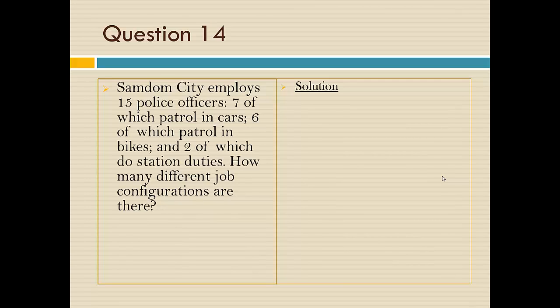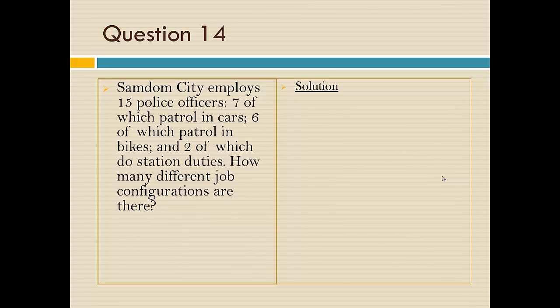Question 14. Samdom City employs 15 police officers, 7 of which patrol in cars, of course, and give tickets. Hey, please, cops, don't blame me. But, you know, a lot of folks say that you guys specialize in giving tickets. Now, 6 of which patrol in bikes and give tickets too, and then 2 of which do station duties. I guess those ones don't give tickets.